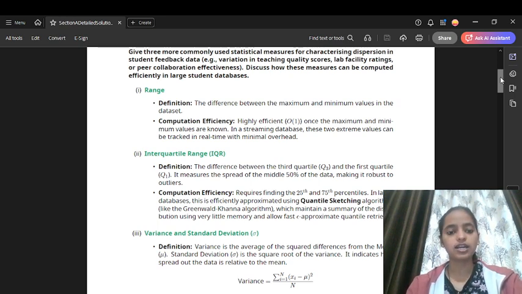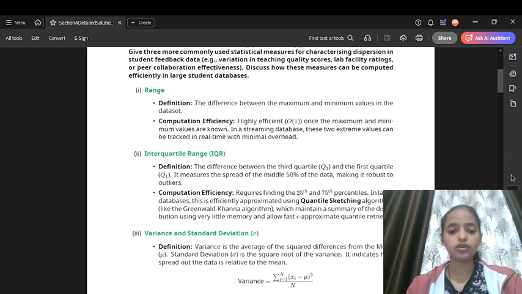First, range. Definition of range: the difference between the maximum and minimum values in the dataset. Computation efficiency: high efficiency, big O of 1. Once the maximum and minimum values are known in a streaming database, these two extreme values can be tracked in real time with minimal overhead.